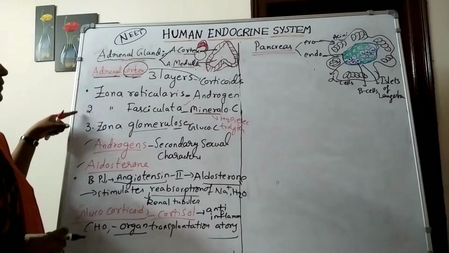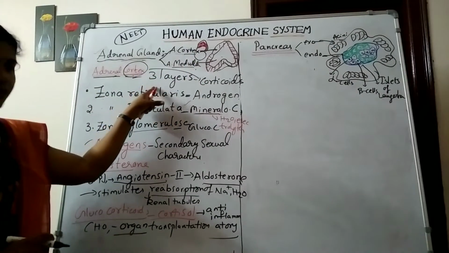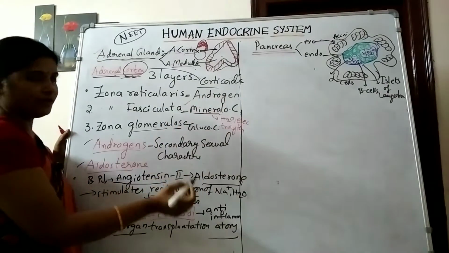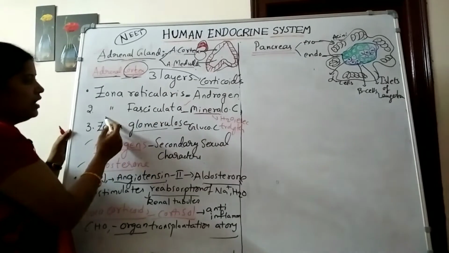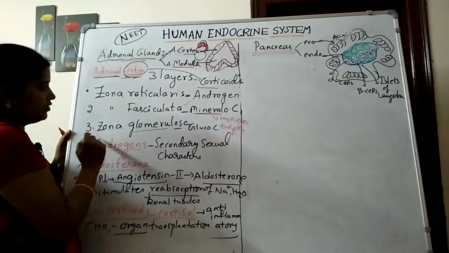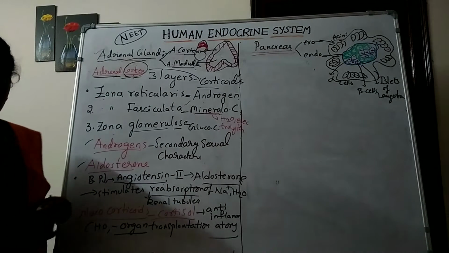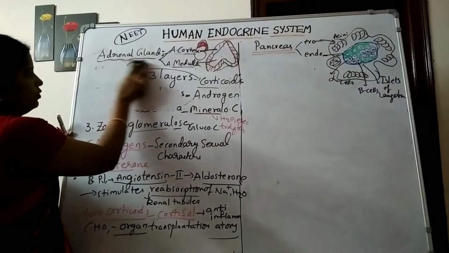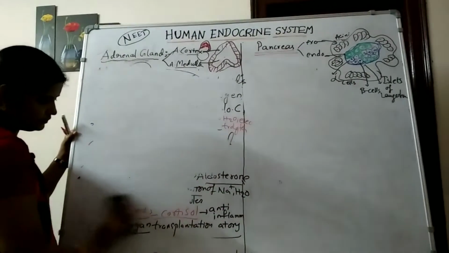A fast recap, all of you. The adrenal cortex is the outer region and it is made up of three layers, and the hormones released by the cortex are known as corticoids. Zona reticularis releases androgens, zona fasciculata releases mineralocorticoids, and zona glomerulosa releases glucocorticoids, along with their functions. Now we will see the adrenal medulla functions. The adrenal medulla also plays a very important role.